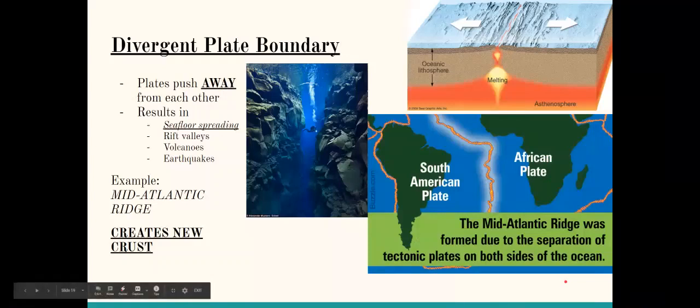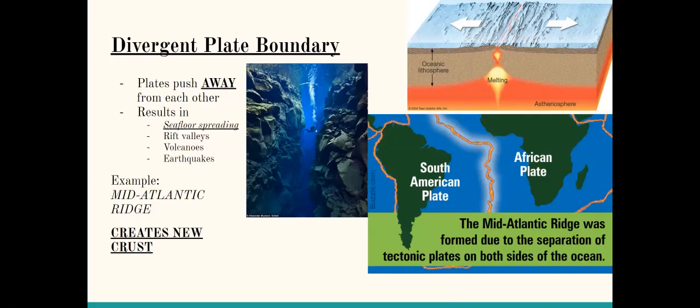Now, the opposite of convergent plate boundaries would be divergent plate boundaries. This is going to be where the plates push away from each other. And what this is going to result in is the seafloor spreading. There's going to be a massive gap in the crust where the seafloor is going to get a lot deeper. This will create rift valleys. This could also create volcanoes because the seafloor opening up will release magma from underneath the ground. And again, this can also create some earthquakes, although not as much.